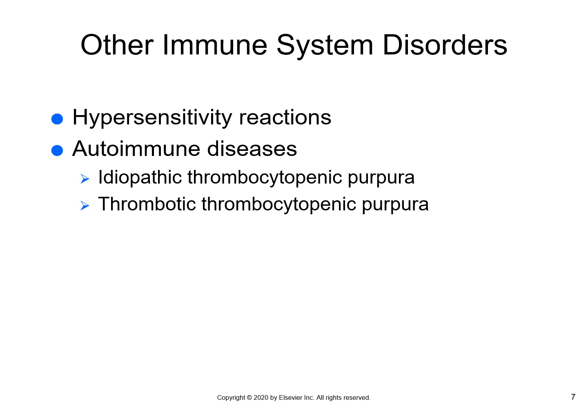Other immune system disorders, one of them is the hypersensitivity reactions. This, or what we call allergies, is the exaggerated response of the immune system to something that the body is registering as a pathogen. And then you have the autoimmune diseases, which are idiopathic thrombocytopenic purpura and thrombotic thrombocytopenic purpura.